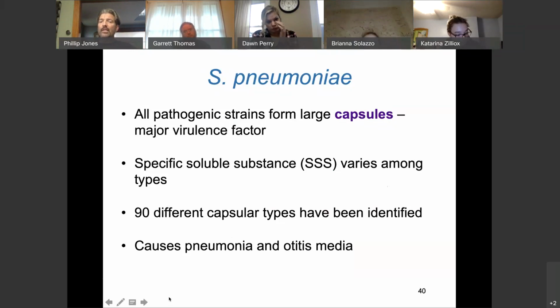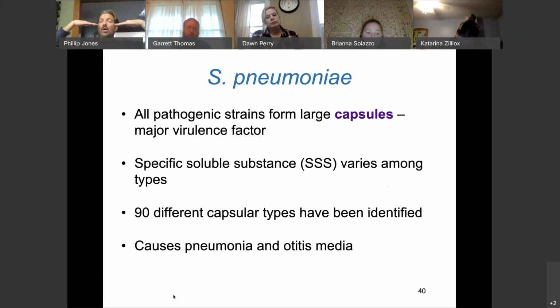Causes pneumonia and otitis media. Everyone knows what otitis media is? All right, so it's an ear infection in children, usually, because remember, the eustachian tubes are much more level when you're a child. As your neck grows and your head moves, the eustachian tubes get more slanted. But if they're flat, this stuff can go from your throat, it can just spread out into the ears.